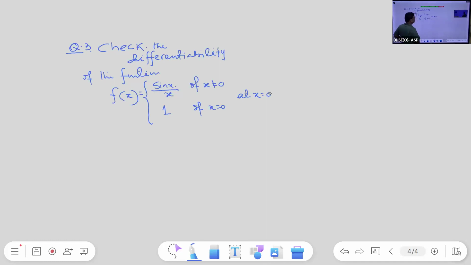Take 2 minutes of time. Solve it, and let me know the answer through the chat box. I hope you can solve this.